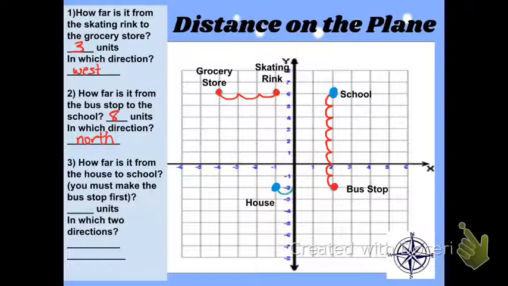So we have 1, 2, 3, 4, 5, 6, 7, 8, 9, 10, 11, right? So we went 11 units. And which 2 directions did we go in? We went east and north.